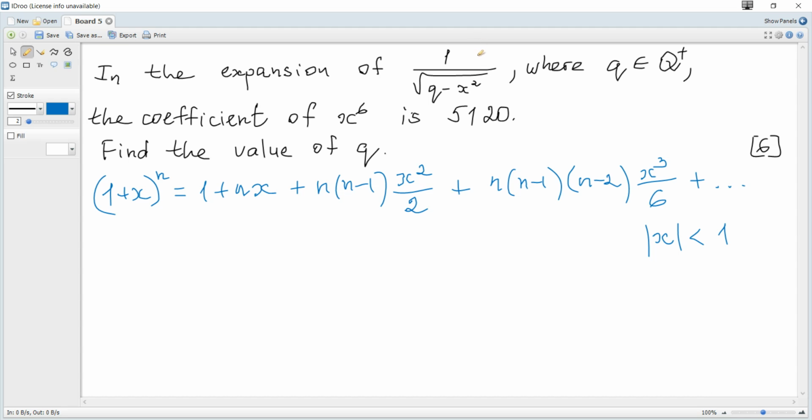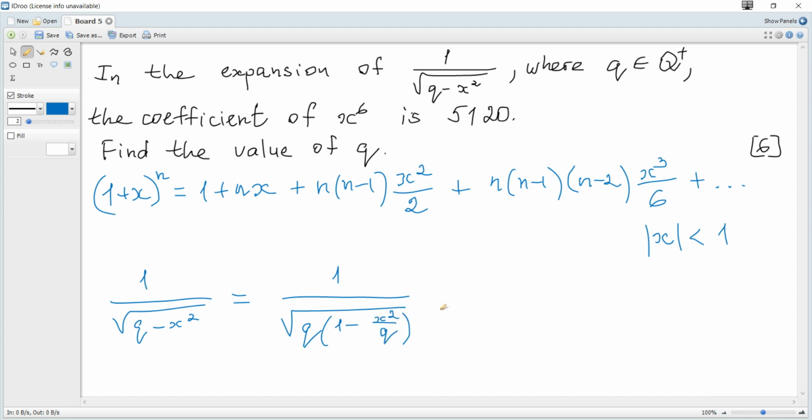And an idea is the next. We need to rewrite this in the form 1 plus something to some power, and then this formula can be applied. So 1 over the square root of q minus x squared: we can factor out q firstly to get 1 over the square root of q multiplied by (1 plus negative x squared over q) to the power of negative a half.